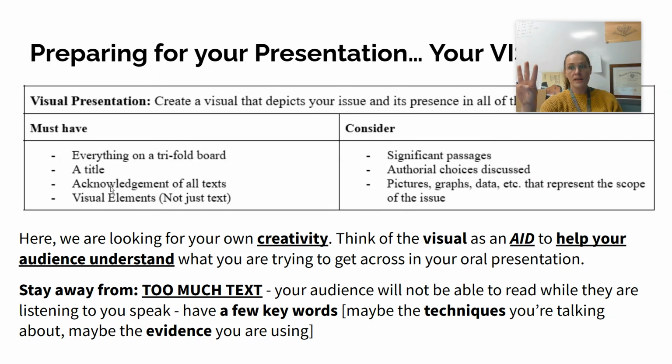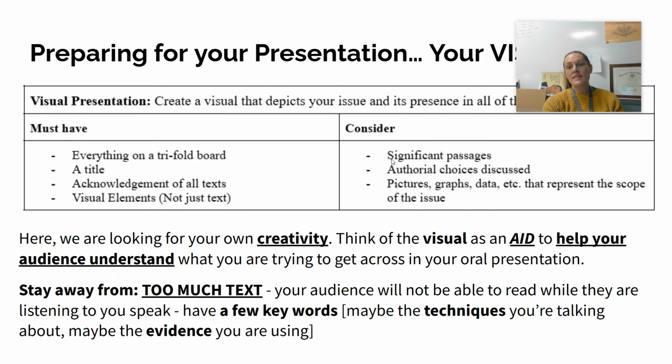So you should have 4 texts. There needs to be some kind of acknowledgement. This does not need to be bibliographical information. It could just be like a picture of the book cover. And then it needs to have visual elements and not just text.